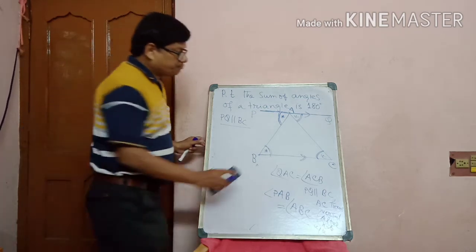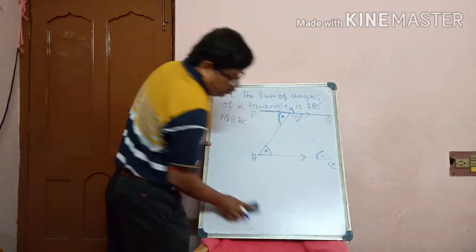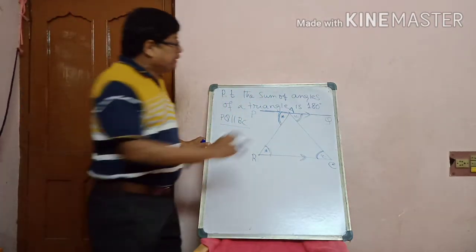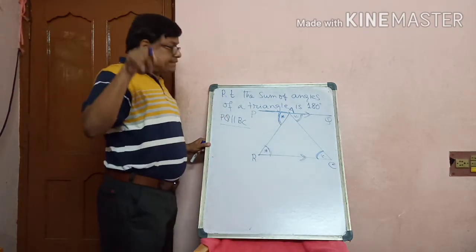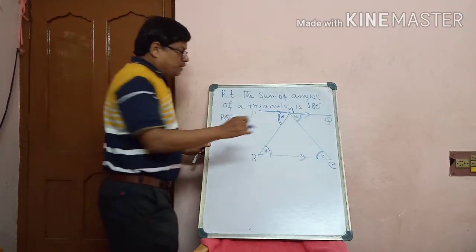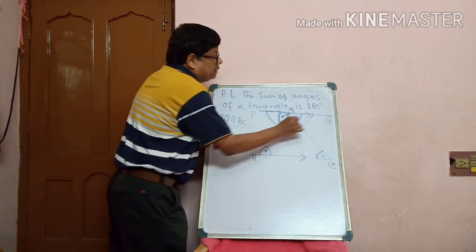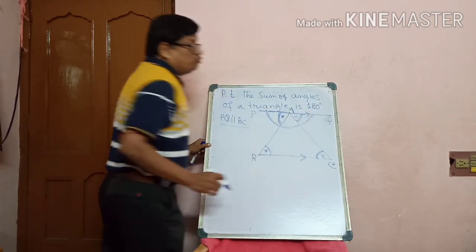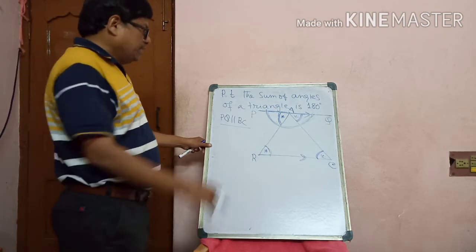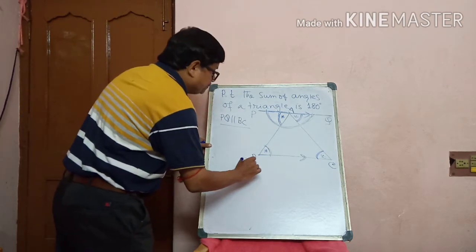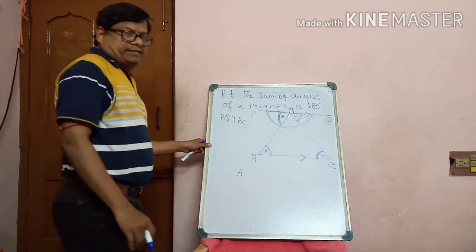Now, look at here, my dear students. See, this is the straight line now. So straight angle is always 180 degree. So you consider this angle. Look at here, this straight angle. So it will be 180 degree. We can write, see, PAQ is a straight line.